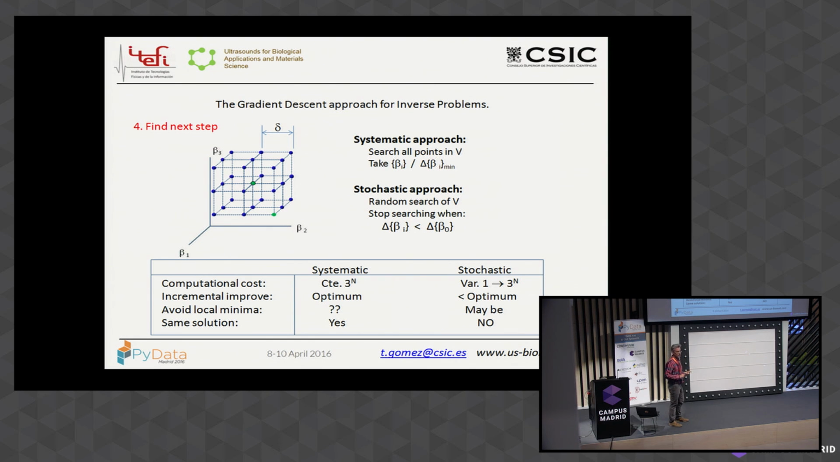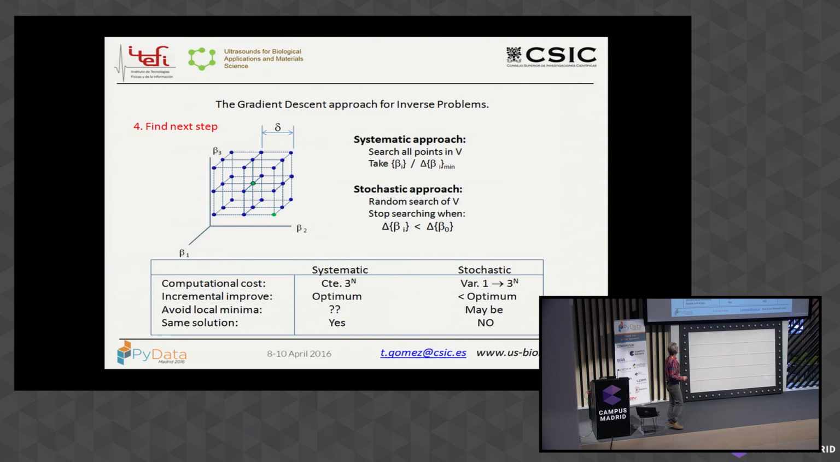This is stochastic. Stochastic means that you start searching the volume around you at random. And once you get one point that provides a better error, you go in this direction. If you start searching at random, and at the first point you have an error that is less than the one you had before, you go in that direction and forget the rest.